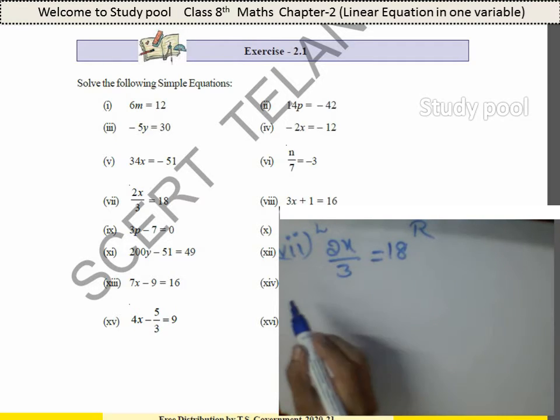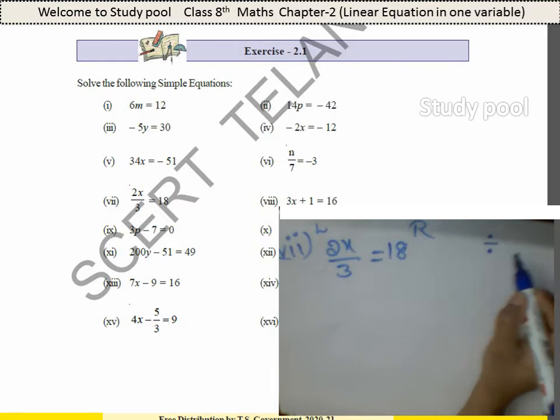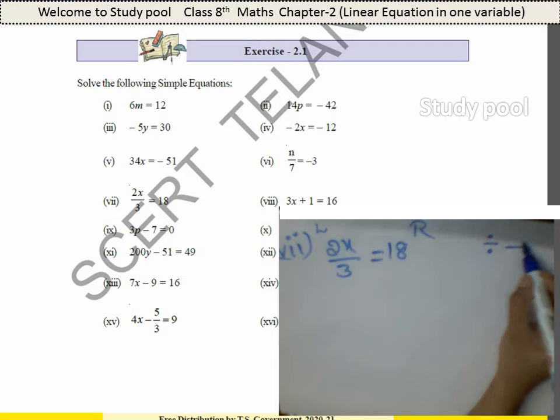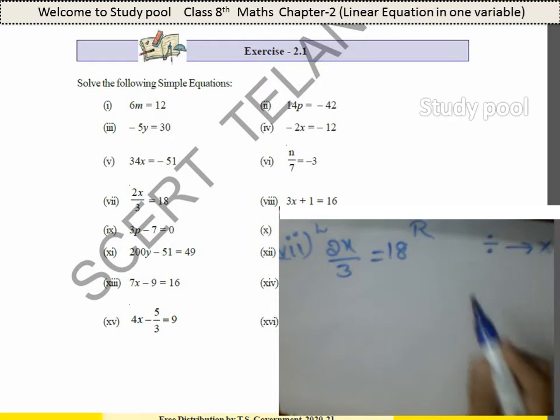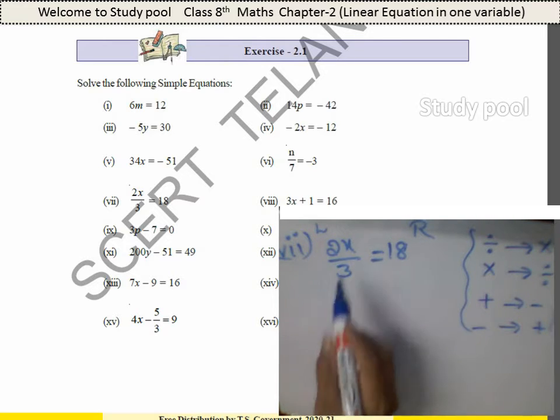It is in the denominator. If it is in division, then we have to multiply. If multiplication is there, then we have to divide. Whenever we transpose, if plus is there, we have to subtract. If minus is there, we have to add. Remember this one.